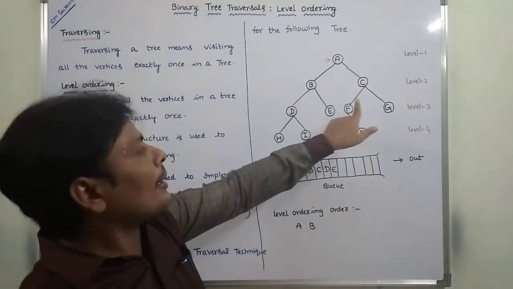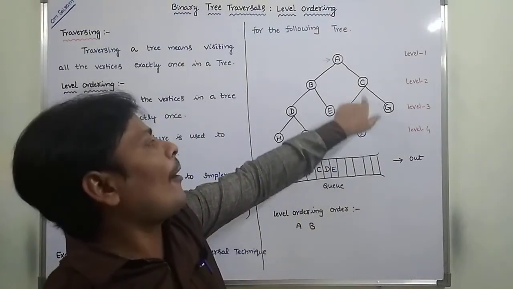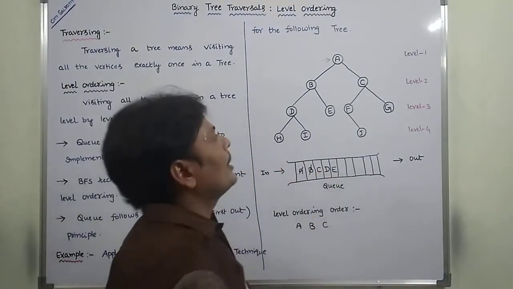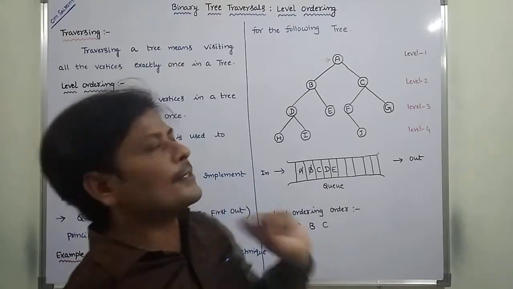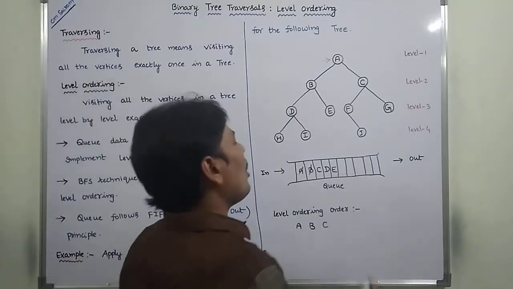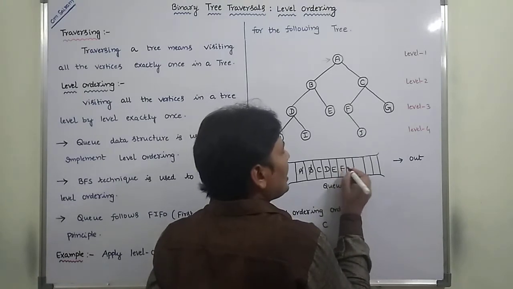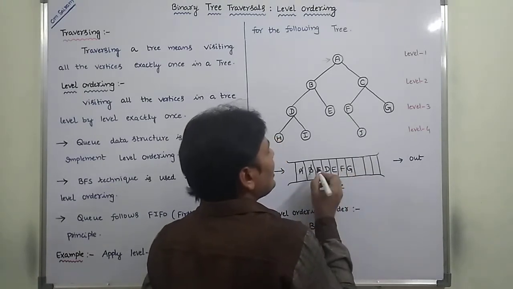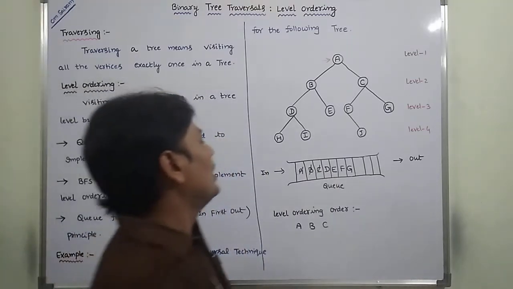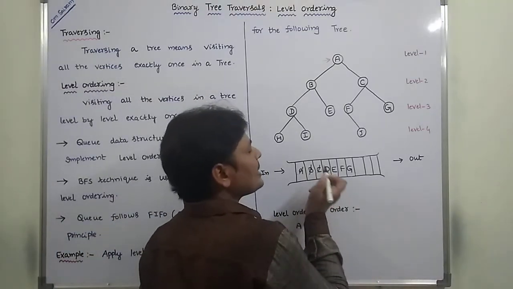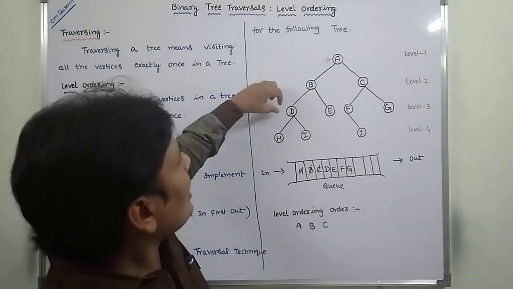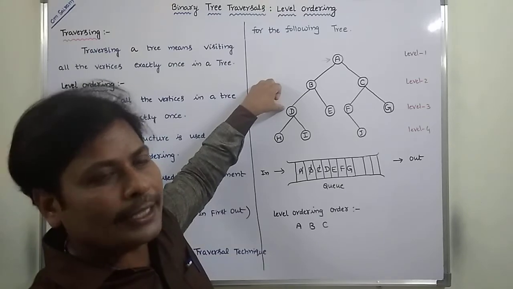Before finding out the adjacents of C, first C is visited. Now what are the adjacents of C? C adjacents are F and G. Now F and G are inserted into the queue and C is removed from the queue. Next, what is the next element in the queue? That is D.